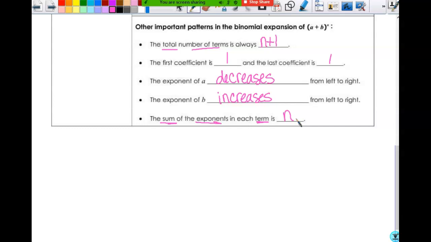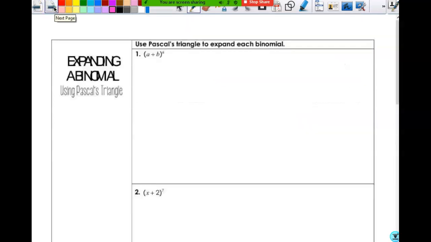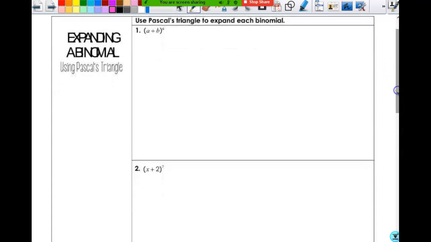Okay, we all good so far? All right, so let's actually expand some of these using this triangle. So if I want to use this triangle, let's go ahead and we're going to do the first 7 rows over here. So I have 1, and then 1, 1, 1, 2, 1, 1, 3, 3, 1. So go ahead and do it without me saying it, all the way to row 7.